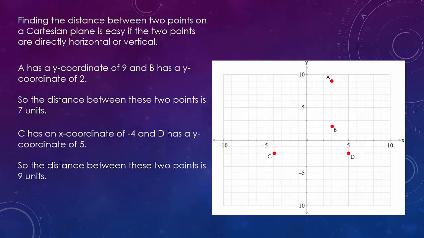Now, there are ways that we could calculate this. So if we look at the AB situation again, we could do 9 take away 2 is 7. And if we look at the C and D situation again, we could do 5 take away -4. That gives us 9. I sometimes think of this as 4 units up to the y-axis and then 5 units past it.